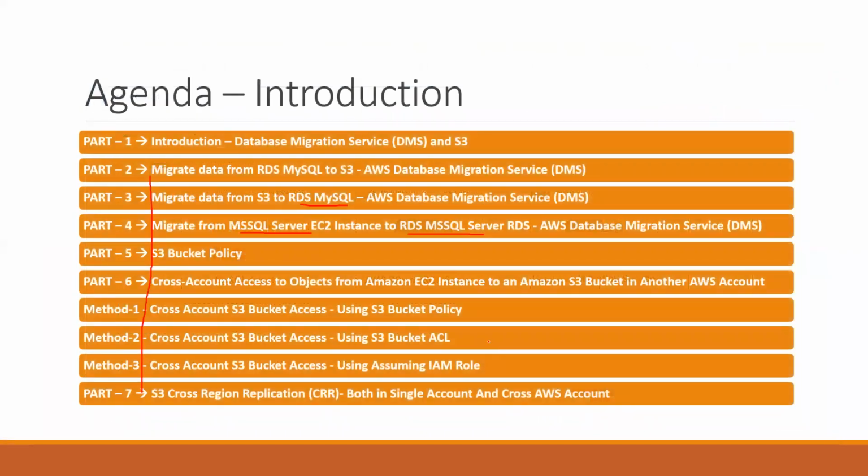And then the next, I have considered only 3 topics for the DMS system, which include 2 for the S3 itself. So you can say it is more about S3. We will check part 5, S3 bucket policy. What is a bucket policy, and how can you implement a policy on the bucket?